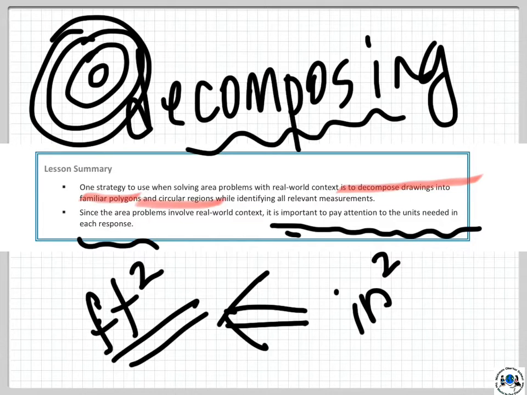Well, there you go. That's lesson 20. Come back again for lesson 21. We are getting closer and closer to being finished with this seventh grade year of math.